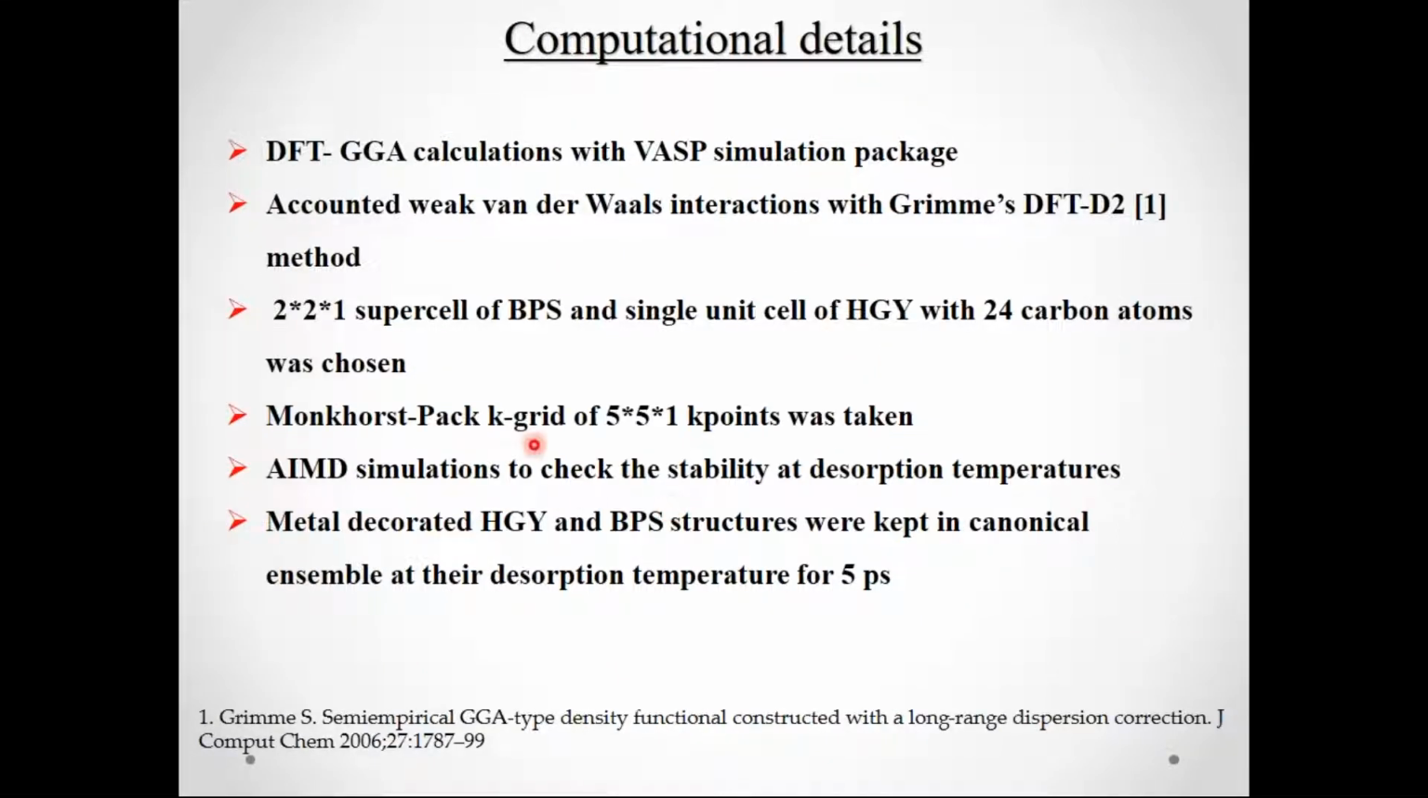I have used density functional theory for the calculations, using the VASP simulation package, to account for the weak van der Waals interaction between the metal and hydrogen molecules. I have incorporated dispersion corrections of DFT-D2 type. I have used a 2x2x1 supercell of biphenylene and a single unit cell of holey graphene with 24 carbon atoms for the simulation, and a 5x5x1 k-points mesh to sample the Brillouin zone. I have also performed molecular dynamics simulations to check the stability of the metal decorated structure at the desorption temperature.